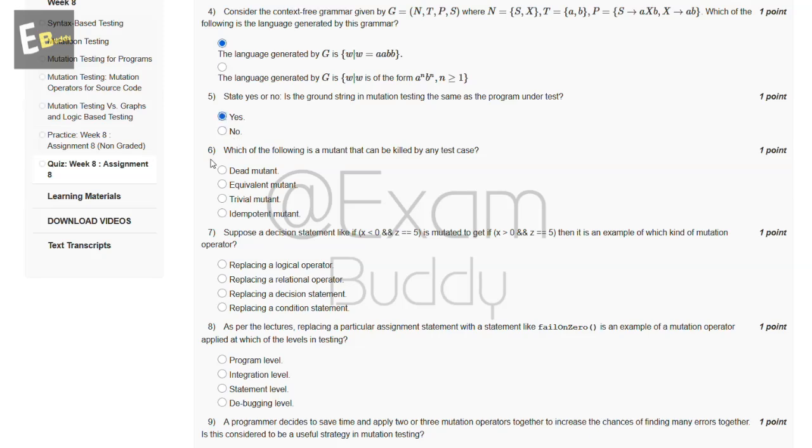Now the sixth question is, which of the following is a mutant that can be killed by any test case? So these are the options, and the answer to our sixth question is C, trivial mutant.